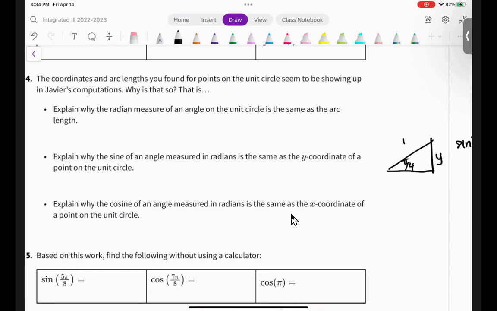So why was the radian measure of an angle on the unit circle the same as the arc length? Well, that's because the radian measure is the ratio of arc length divided by radius. Remember, we did that in one of the lessons. It was the arc length divided by the radius, but the radius is just 1. So that means the radian measure is the same as the arc length.